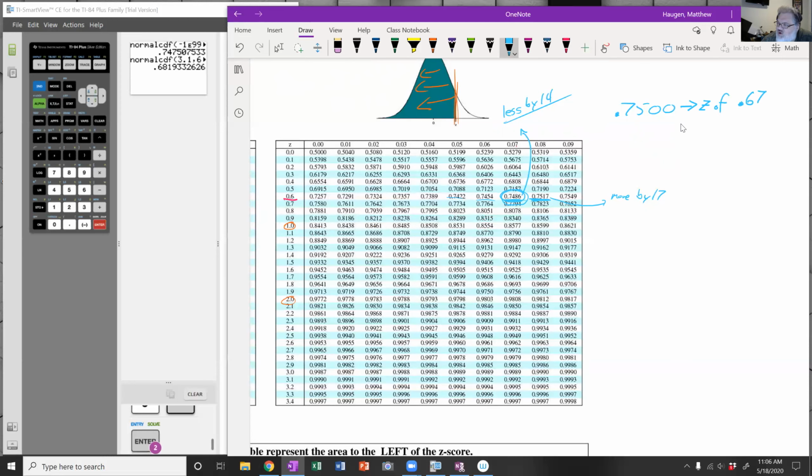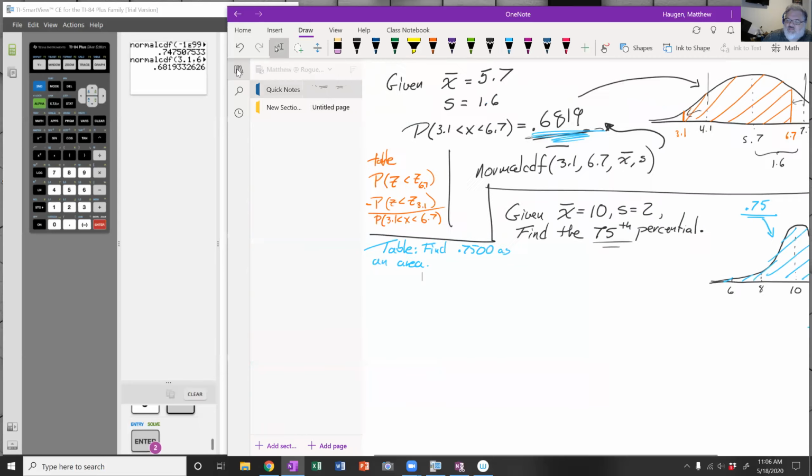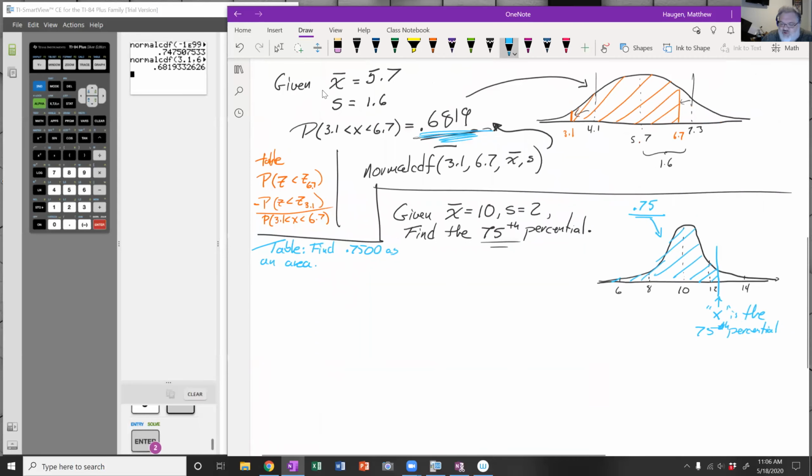Coincidentally, the one we were working with before. So instead of going from a z-score to a proportion, we're going from that proportion, or as close as we can get to it, to a z-score. So we need a z of 0.67.